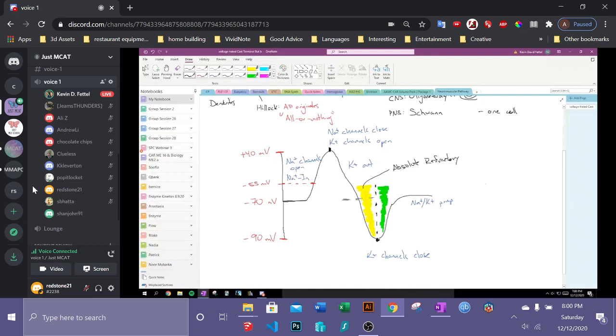Does that have to do with the charge of the cell? Good. Getting really warm. Almost hot. Is it because the sodium channels didn't close yet? Yes, exactly, right? So 100%, ding, ding, ding, I love it.